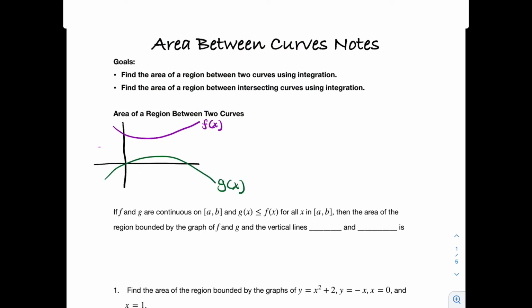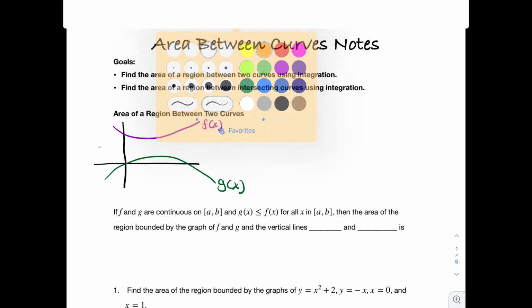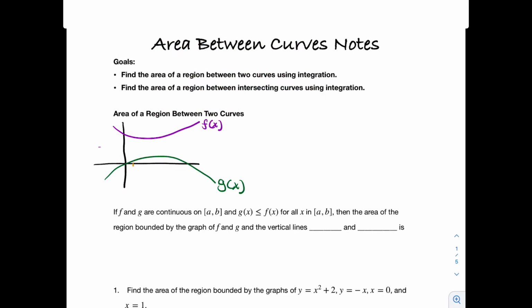And let's say I want to find the area between f of x and g of x from x equals a to x equals b. And so the area I'm trying to find is this following shaded region.